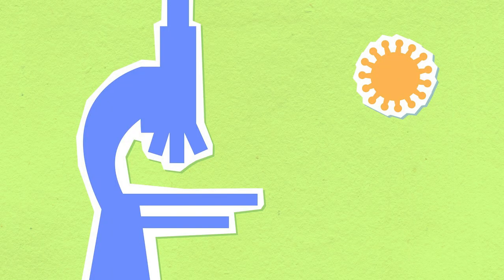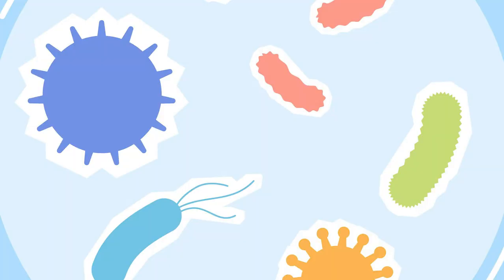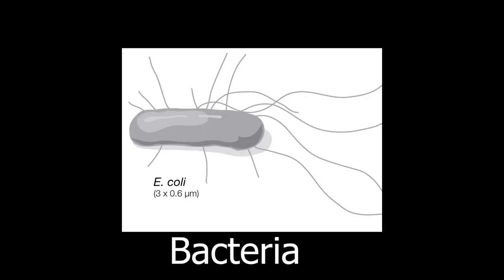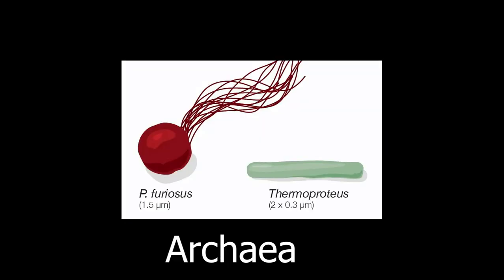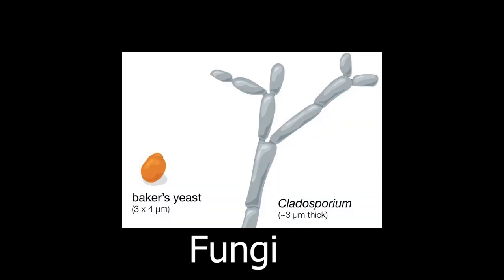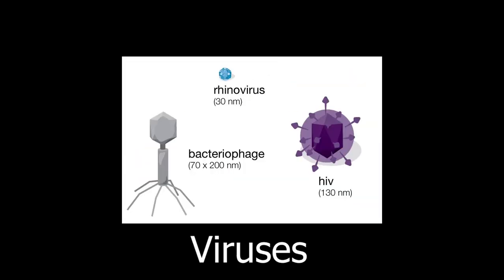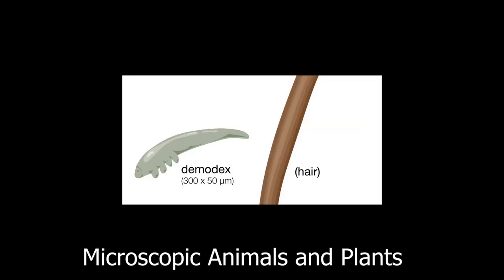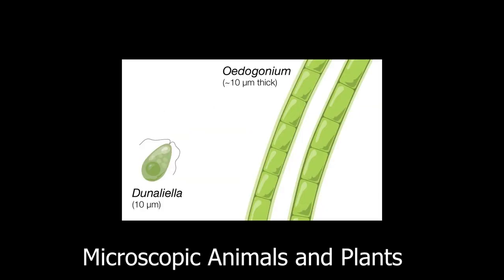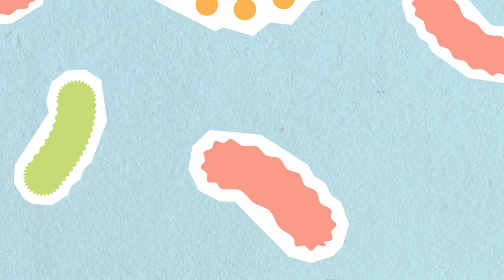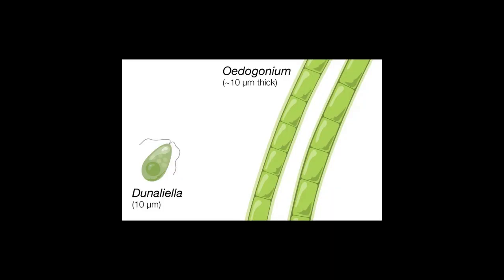The term is very general. It is used to describe many different types of life forms, with dramatically different sizes and characteristics. Bacteria, archaea, fungi, protists, viruses, microscopic animals and plants. The human body is home to microbes from all of these categories. Microscopic plants are also considered microbes, though they don't generally live on or in the human body.